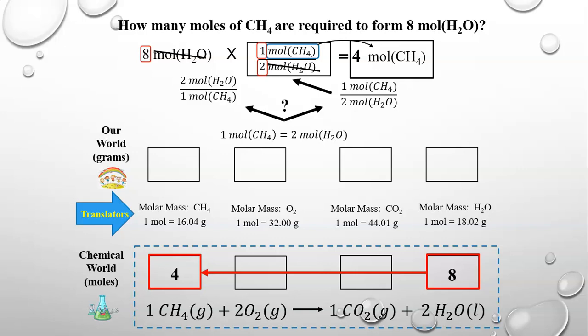There it is, 4. So if 1 mole of CH4 produces 2 moles of H2O, then 4 moles of CH4 will produce 8 moles of H2O. Now you may say, well, that was easy. You could have done that one kind of in your head. But believe me, you're not going to be able to do most of these in your head when we get into more advanced areas of chemistry. So you need to learn this technique to do this, okay?